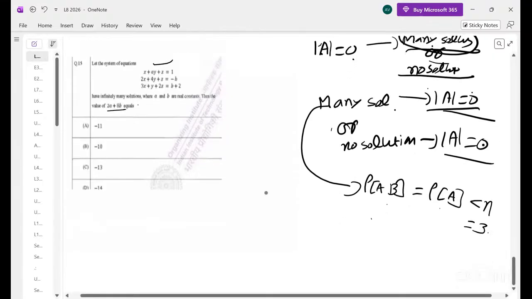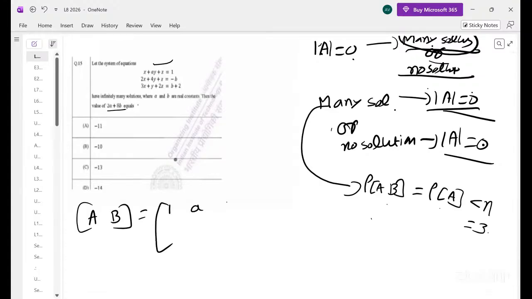Let us see. What is A along with B? Directly I am writing the coefficients. This is 1, a, 1, 1. Left side coefficients, right side b. 2, 4, z coefficient 1, minus b. This is 3, 1, 2, b plus 2. This is the augmented matrix.